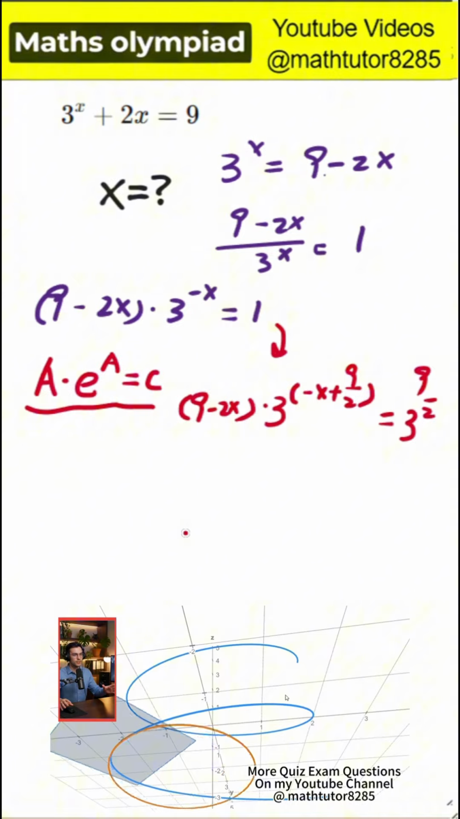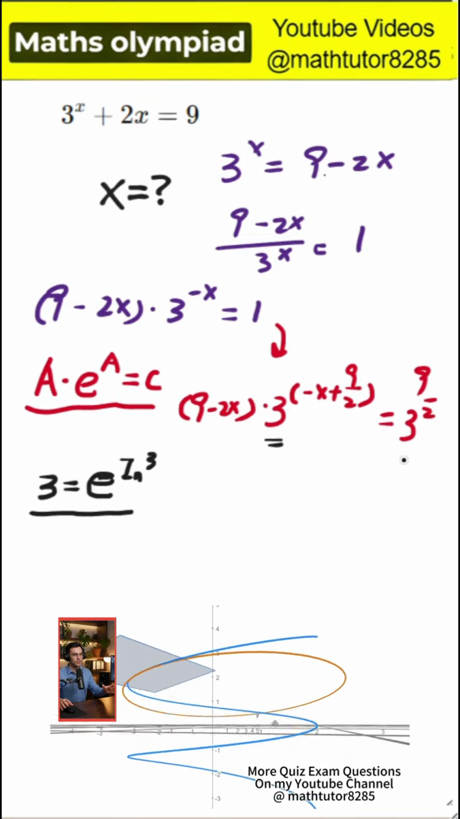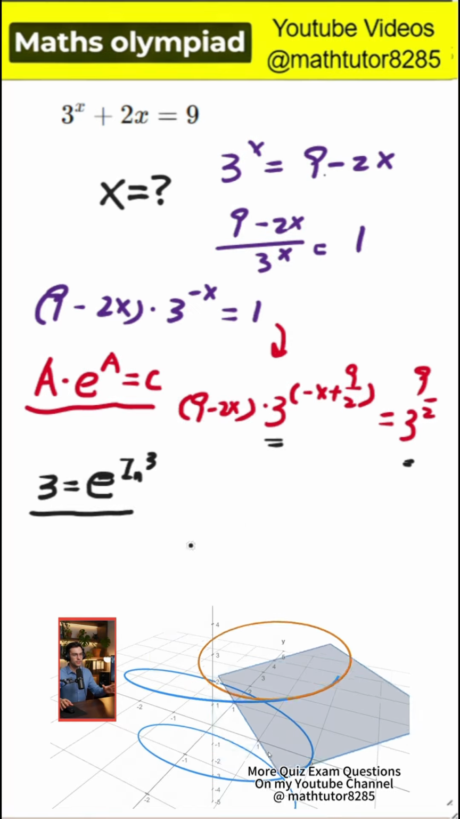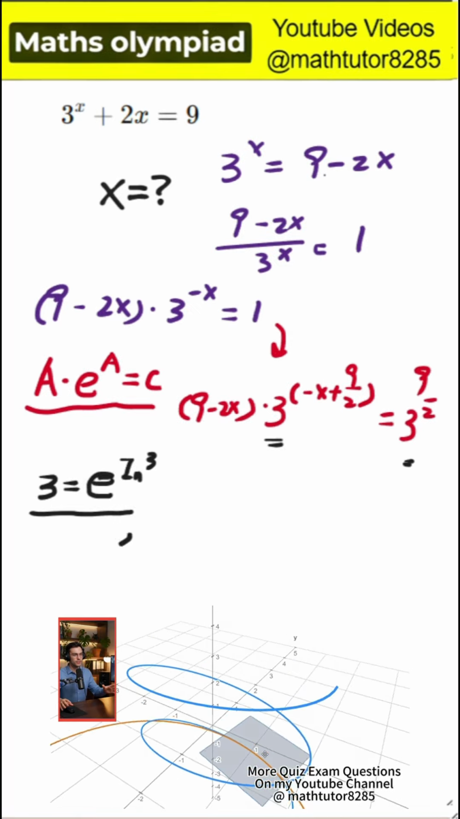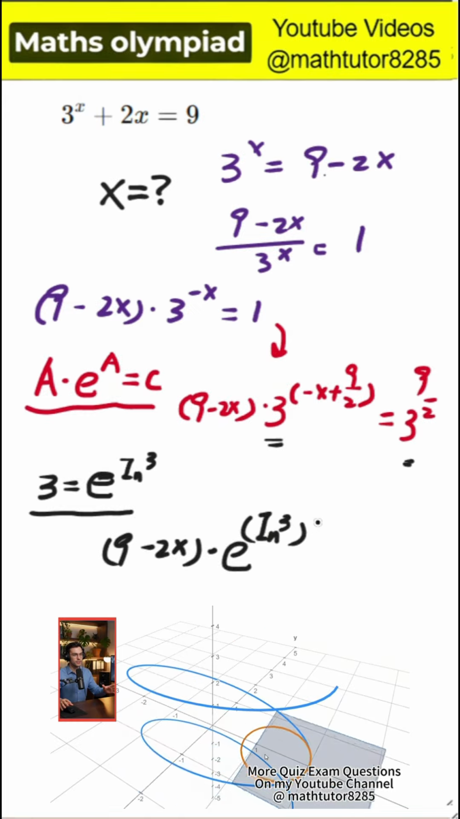Next step, convert to base e. Since the Lambert W function is defined using the natural exponential base e, we now rewrite 3 as e raised to the natural logarithm of 3. Substituting this in gives (9 - 2x) · e^(ln 3 · (-x + 9/2)) = 3^(9/2).